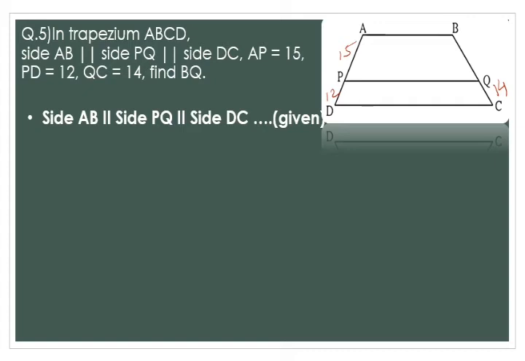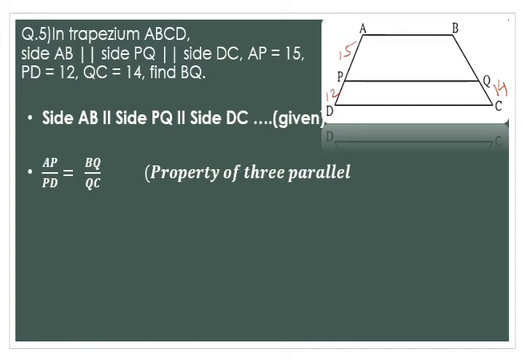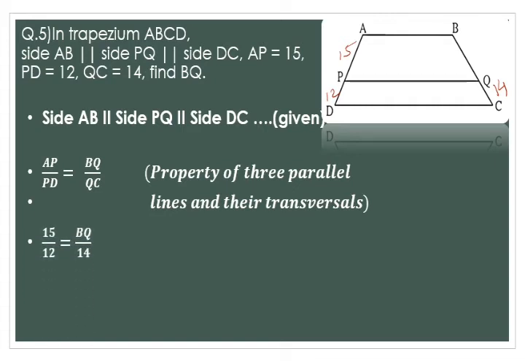By property of three parallel lines and their transversals, AP upon PD is equal to BQ upon QC. You always have to write this reason inside the bracket. Now substituting values: AP is 15, PD is 12, BQ is not given, and QC is 14. So by cross multiplication, BQ is equal to 15 into 14 upon 12.